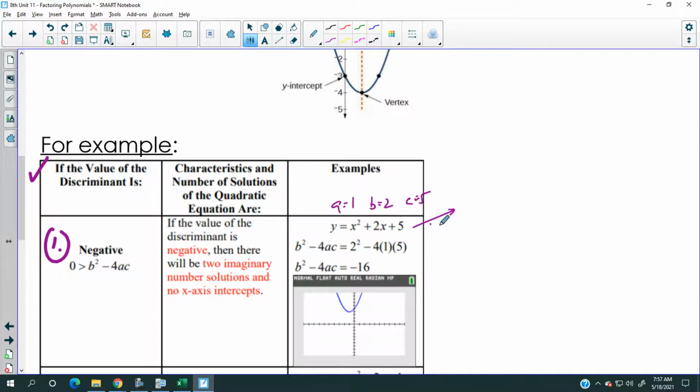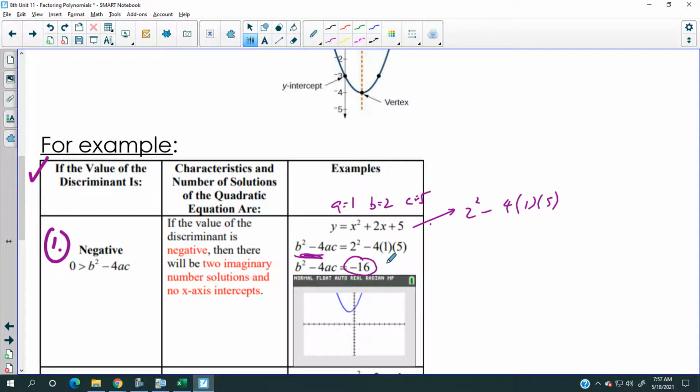So b squared minus 4ac. So b squared, 2 squared, I'm just redoing the math, minus 4ac, like that, 4 times a times c. And you will get negative 16. That negative number in itself doesn't really do anything, because that's not the real answer, okay?